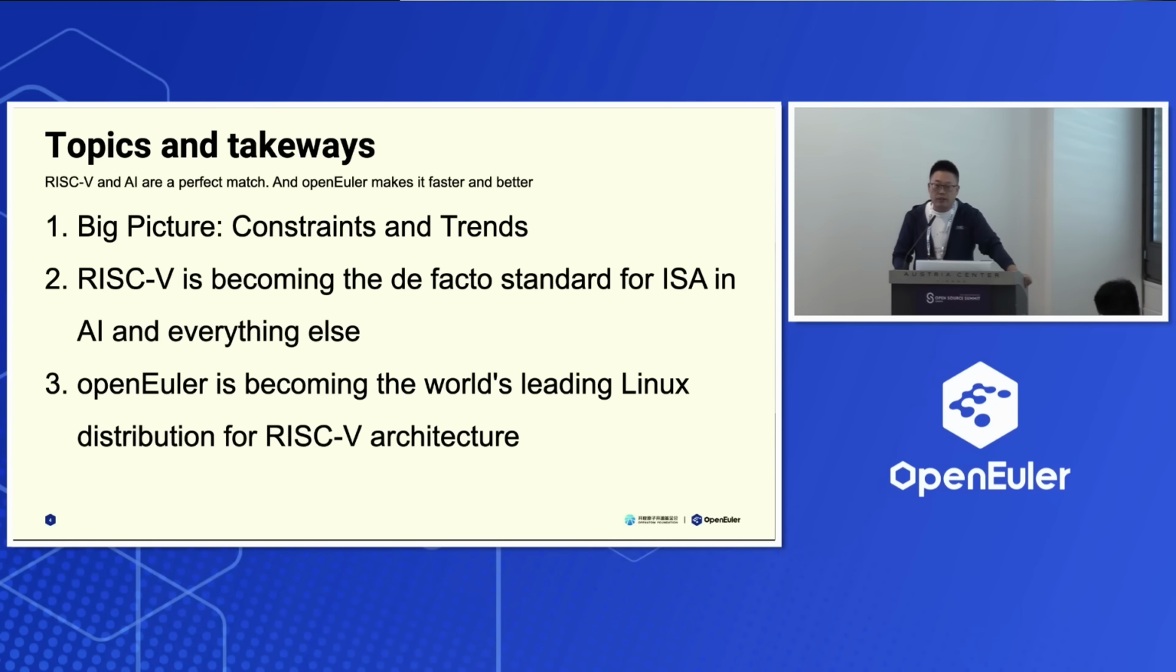So in my short talk today, I have three points that I want as takeaways. First is that I want to demonstrate what world I see and what trends I predict. The second is that I treat RISC-V as the de facto standard for the ISA in the near future. And the third is that we now can say openEuler is very fast and very advanced in RISC-V support.